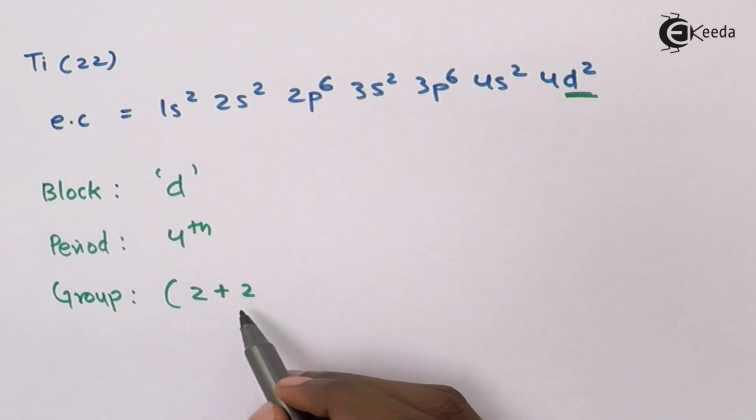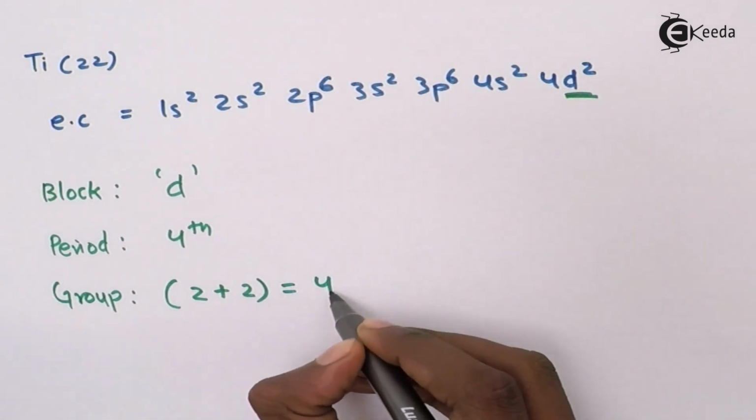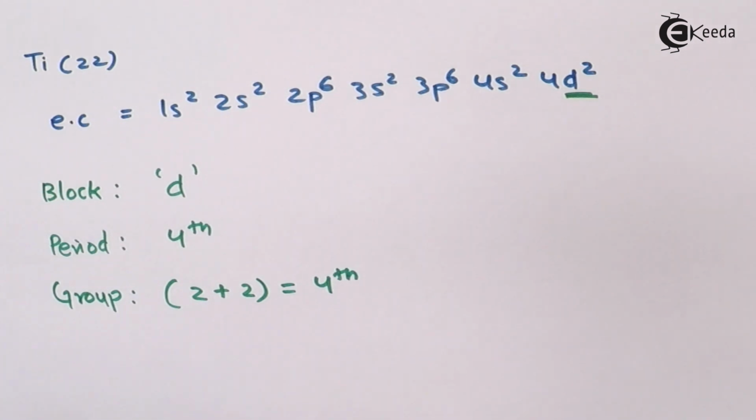So this is how we could do it. Therefore 2 plus 2 makes basically 4. So it belongs to the 4th period as well as the 4th group. So let us see whether we are right or not.